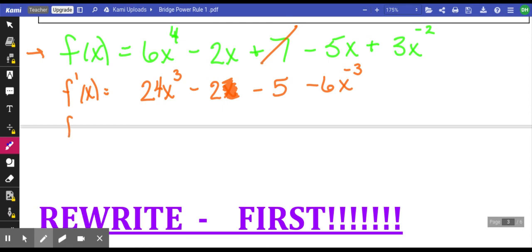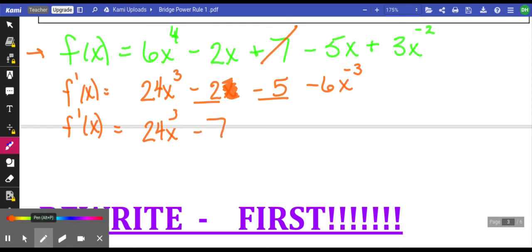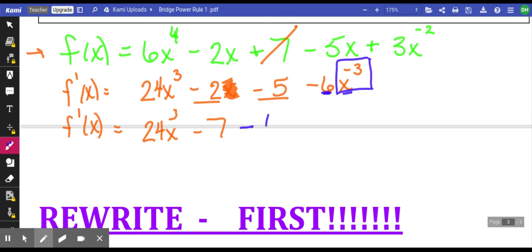Now I am going to clean this up a tad. So I have the 24x cubed. I can add negative 2 and negative 5. Those are like terms, so I have minus 7. Now, on the last one is the one that we did a lot in Algebra 2 with, okay? Negative exponents always go down to the denominator. Now, this negative 3 is not on the 6. It is only on the x. So my final rewrite here is going to be minus 6 over x cubed. Okay, I'm moving the negative exponent term to the denominator.